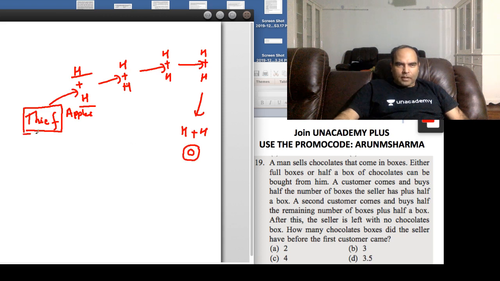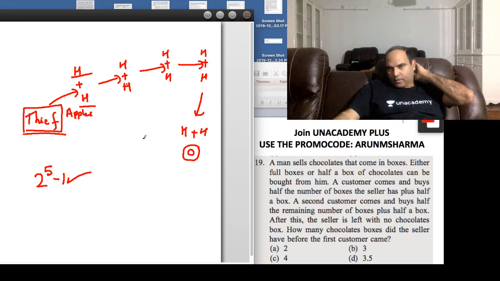So how many apples did the thief steal initially? This question will be answered by 2 raised to 5 minus 1 here, because you are doing 5 iterations here. And this is a very common question in all aptitude exams.